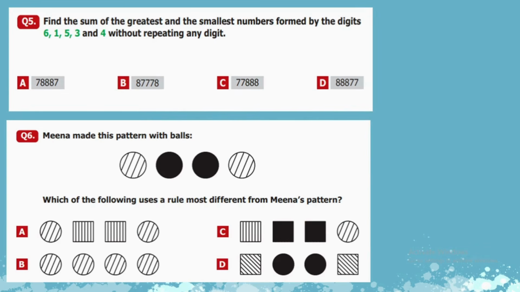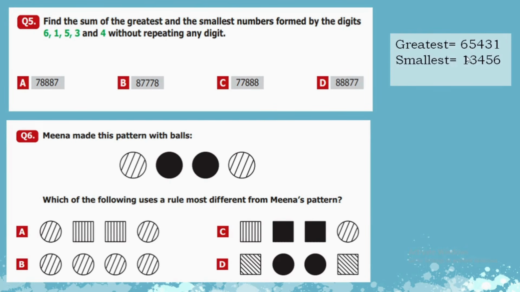Question number 5. Find the sum of the greatest and the smallest numbers formed by the digits 6, 1, 5, 3 and 4 without repeating any digit. For that purpose, we are going to make our greatest number first. For that, we will start writing the number from the biggest digit, that is 6. Then we will move towards the smallest. So the answer will be 65,431. Then we will create our smallest number, that will be 13,456. So we will start writing the smallest digit first and then gradually we will write the bigger digits.